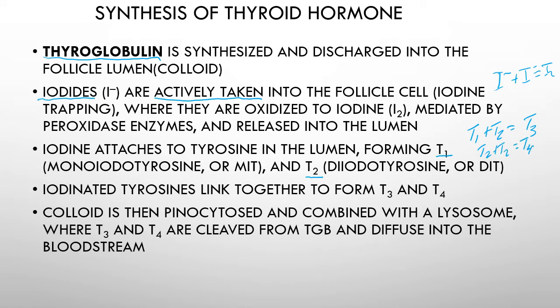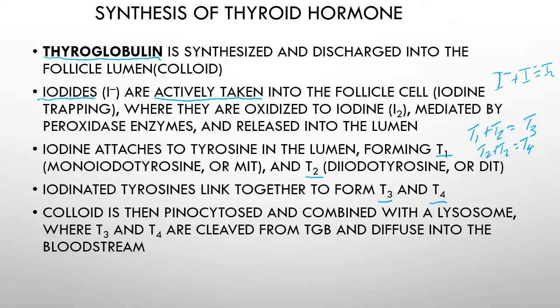Or we can then take two T2s and get a T4. And so our iodinated tyrosines are going to start to link together with one another. And as those come together, that's going to lead us to our T3s and our T4s. Now we've got this T3 and T4 sitting inside the follicle. Now it needs to get out.